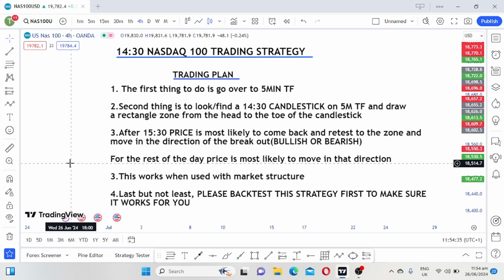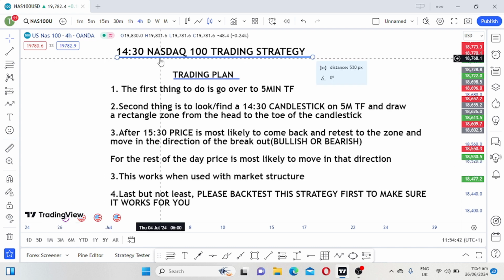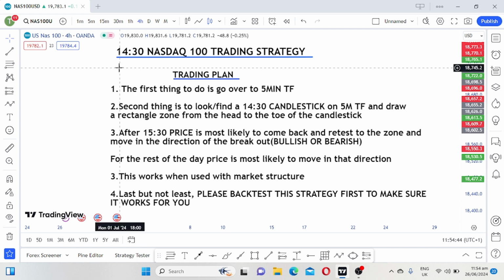So in today's video, I'm going to teach you how to use this 1430 NASDAQ trading strategy. Now, as you can see here on the screen, here is a trading plan of that strategy. In every strategy that you use, there should be a trading plan, a set of rules that you are applying in order to get into any trades or to get out of any trades, guys.